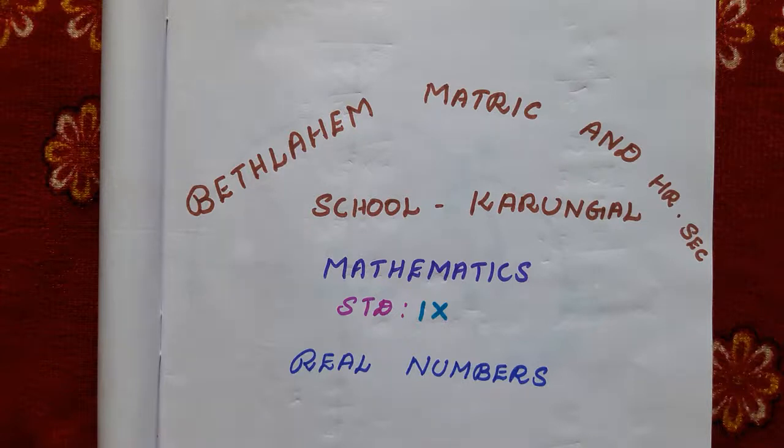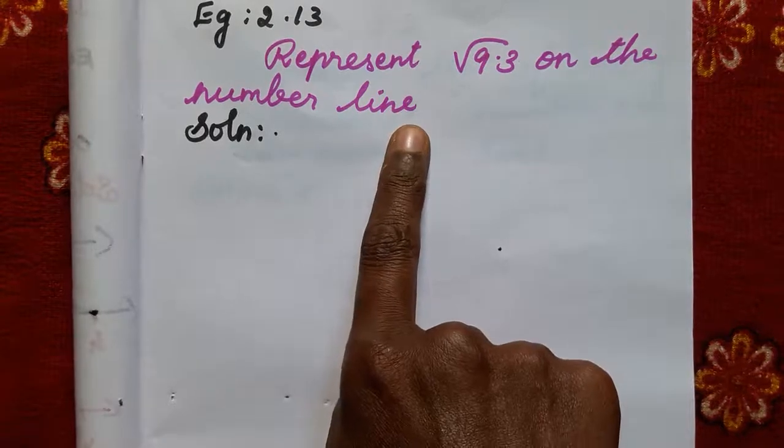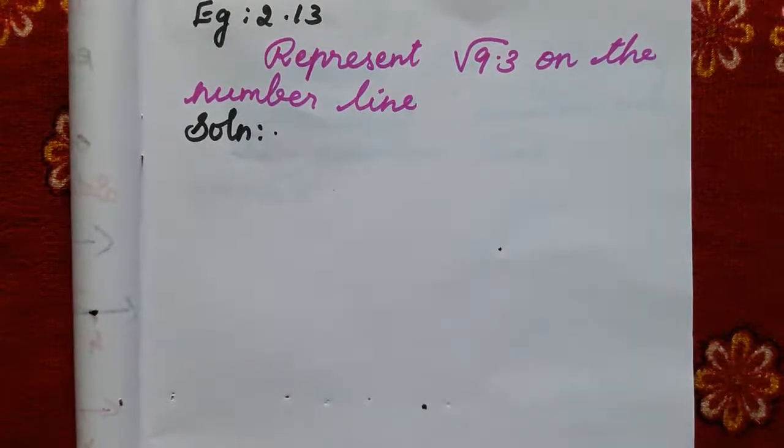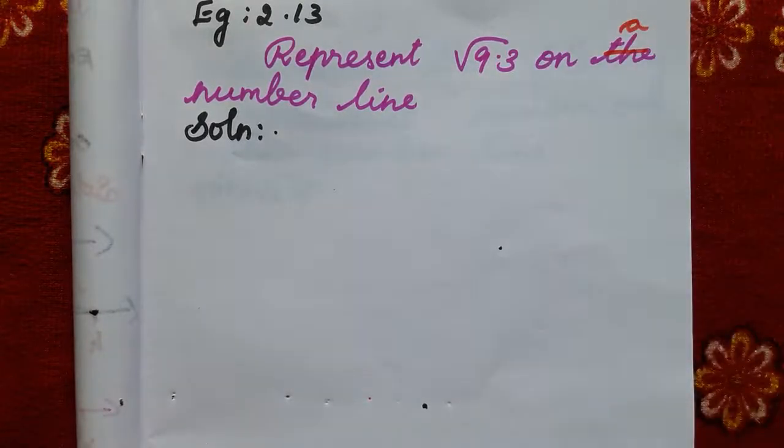Example. 2.13. Represent root 9.3 on the number line. We have to represent root 9.3 on a number line. What we have to do?